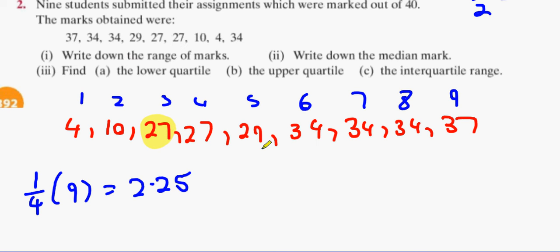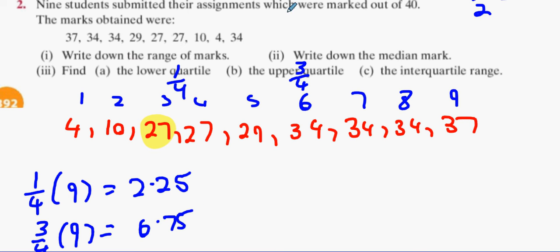And for the upper quartile, it's 3/4 of the way there. So lower quartile means 1/4, upper quartile means 3/4. So what's 3/4 of 9? Which rounds off to 7. Right, so the lower quartile is 27, the upper quartile is 34. The interquartile range: 34 take away 27. The two scores take away from each other. Everybody cool with 7? Alright.